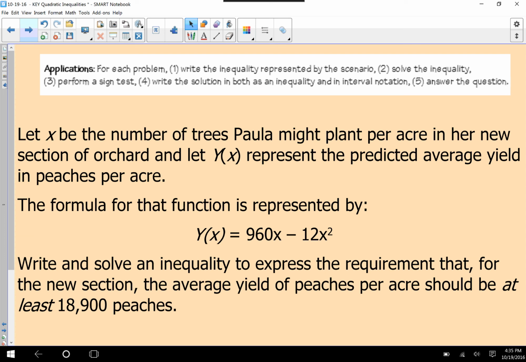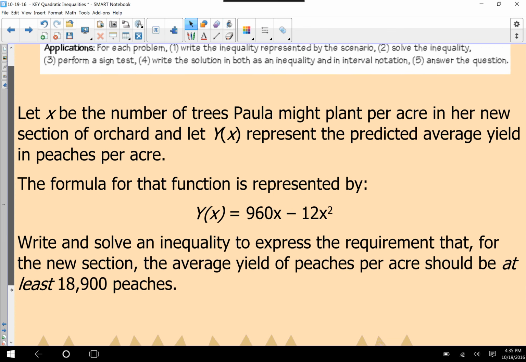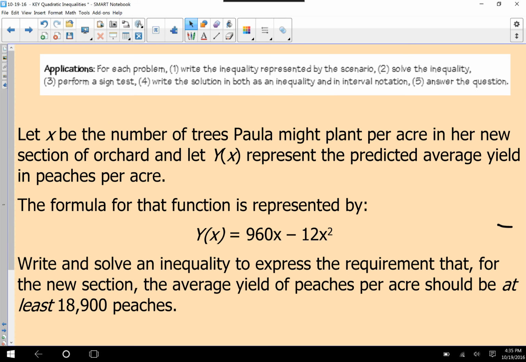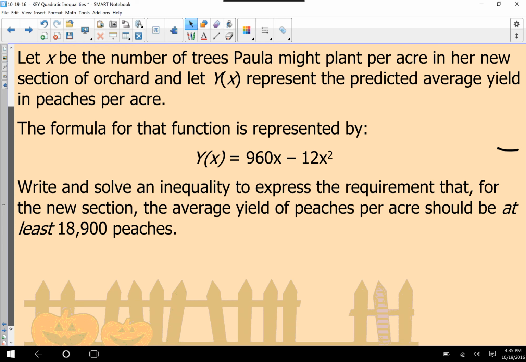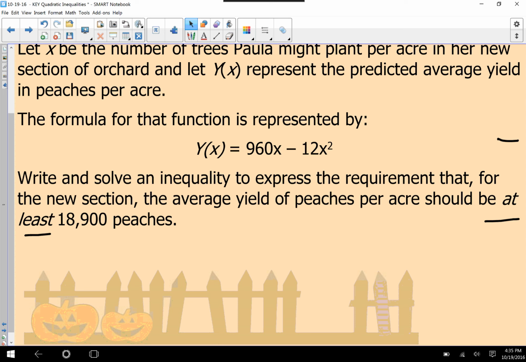So this first one, it says, let X be the number of trees that Paula might plant per acre in her new section of orchard, and let Y of X represent the predicted average yield in peaches per acre. The formula for that function is represented by Y of X equals 960X minus 12X squared. Write and solve an inequality to express the requirement that for the new section, the average yield of peaches per acre should be at least 18,900 peaches.